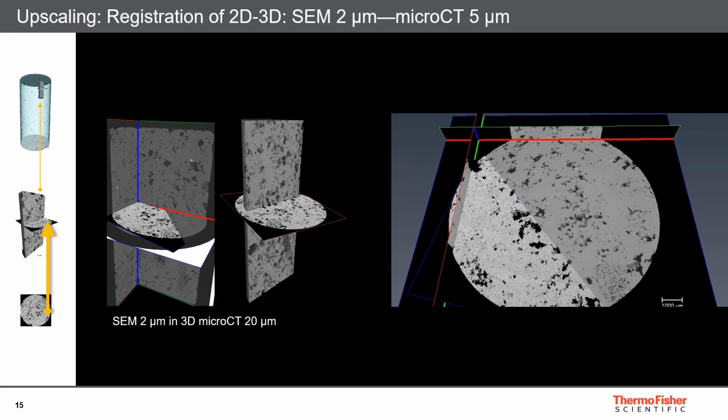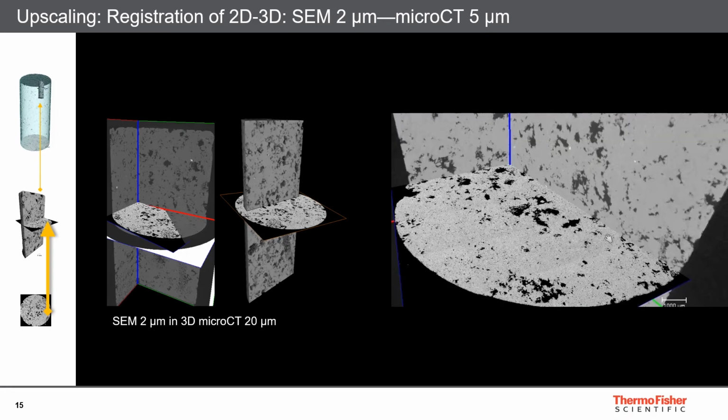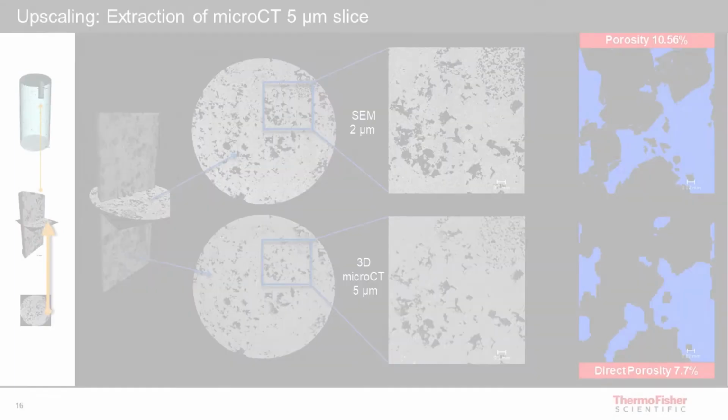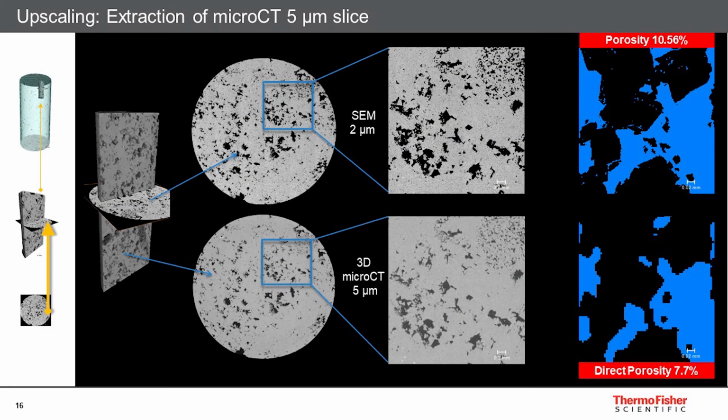Now, let's have a look at our upscaling workflow. We will first need to register the SEM slice with the 5 micron subplug, as you can see in this short video. Once registration is completed, we can easily extract the exact same slice from the micro CT subplug. Reporting the pore space of the slice, we highlight that the direct porosity segmentation of the 5 micron plug is missing small pores. We can infer this because the value of 7.7% is far from the actual porosity value of 10.56%.